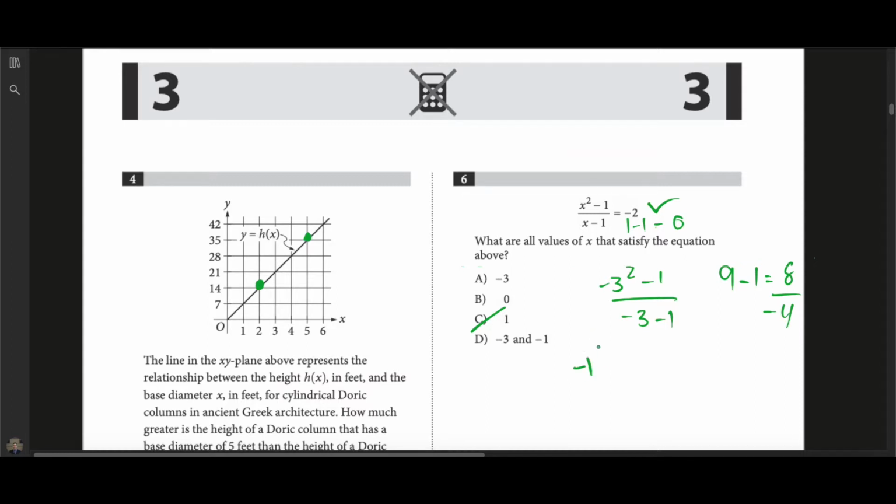Negative 1 squared minus 1. So negative 1 squared is 1. Minus 1 is equal to 0. And so this obviously can't be it, because then you have negative 1 minus 1, that would be equal to negative 2. So 0 over negative 2, that's just going to give you 0. So 0 is not equal to negative 2. So then your answer is just going to be negative 3. You don't even have to try 0, because, well, it says all values of x that satisfy the equation above.